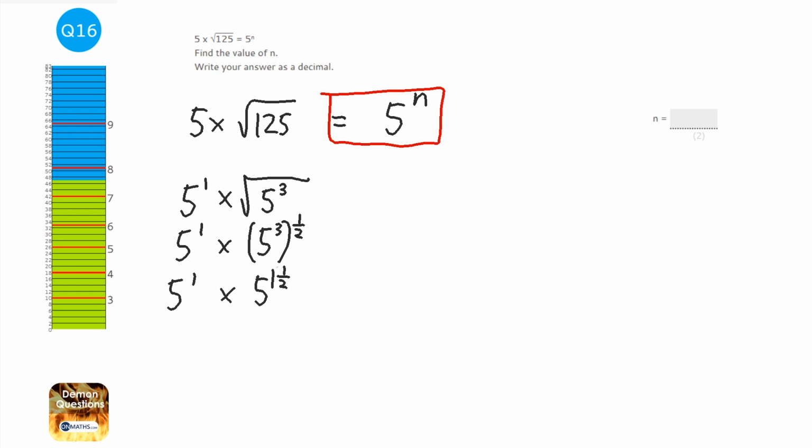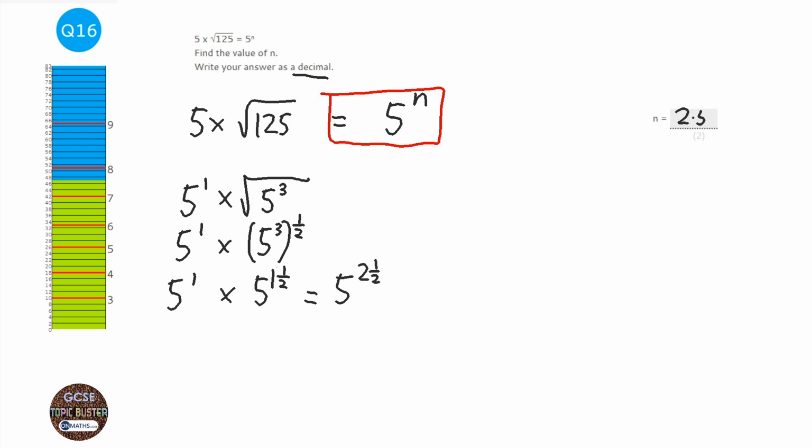So it doesn't matter. And the other rule I'll need to know about indices is when you times them, you add the powers. So it's going to be 5 to the power of 2.5. And it says write your answer as a decimal. So 2.5 as a decimal is just 2.5.